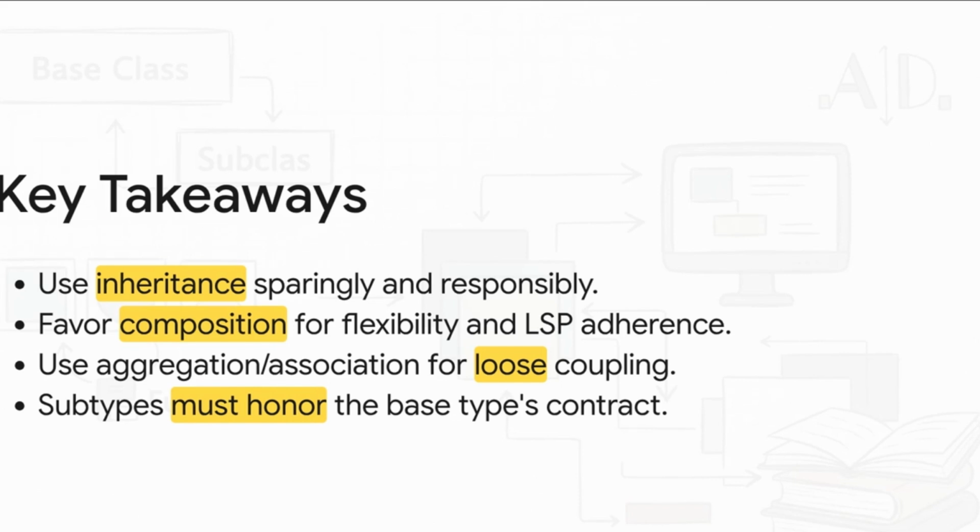So if you only remember a few things, make it these. Be really cautious with inheritance. When you want to build things, think about building them out of other things first. That's composition. And above all, never ever forget that contract of trust. Your objects have to behave the way they promise they will.